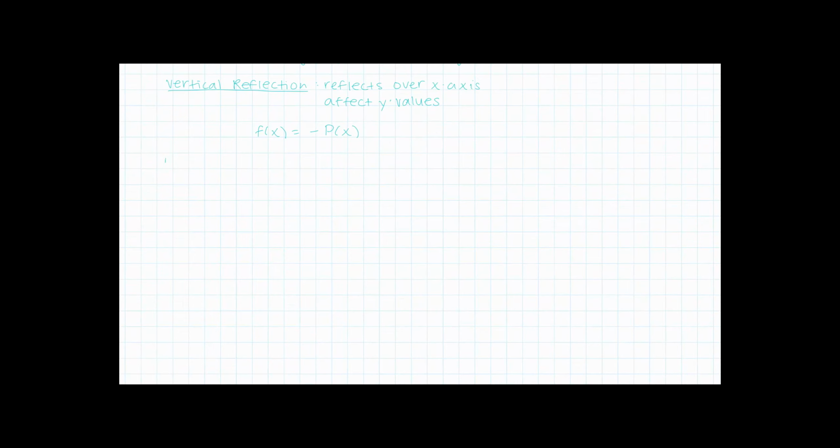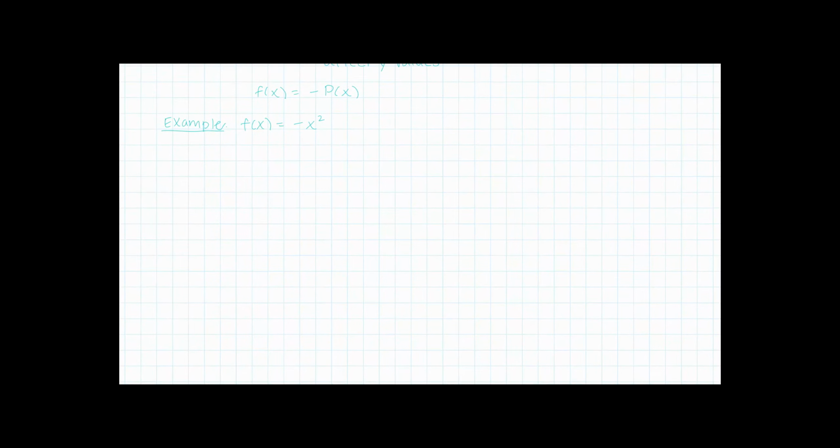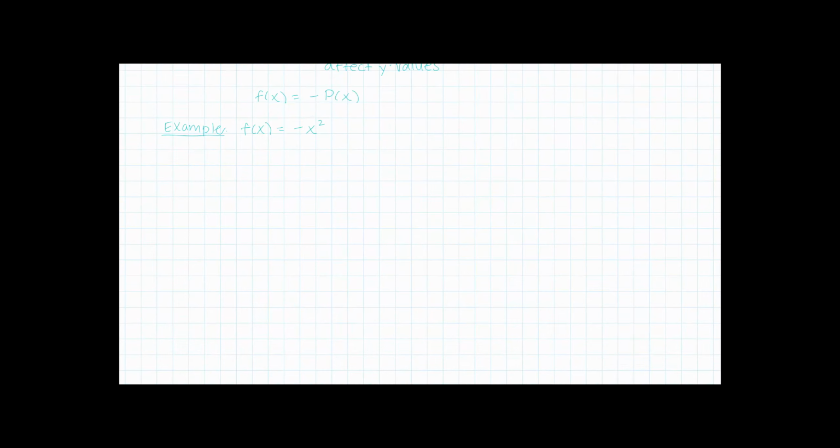So let's do an example. Let's look at our function when we have negative x squared. If it helps you, go ahead and graph your t-chart and then graph your parent function, which we can identify as just x squared. So take a second and graph that, and then we'll come together and see how it reflects.